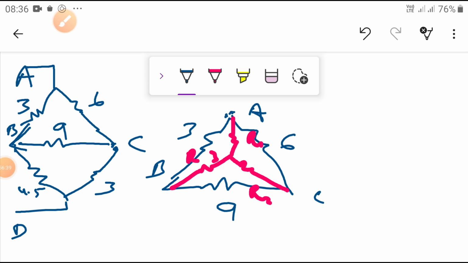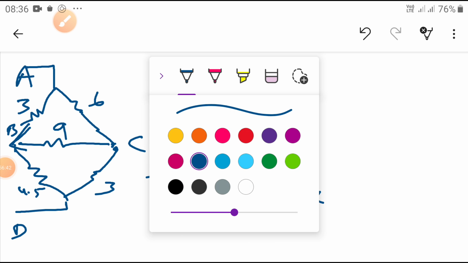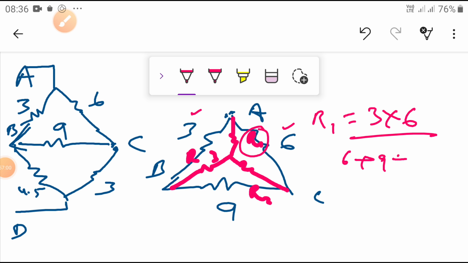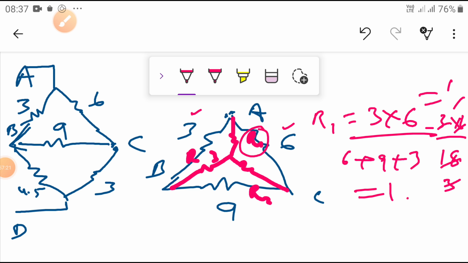Okay, now how are we going to convert R1? R1 is equal to the adjacent values, this one. So I want this value: this value into this value, 3 into 6, divided by the total of the values. What is the total? 6 plus 9 plus 3, which is 15 plus 3, that is 18. Okay, so 3 into 6 by 18. 6 ones are 6, 3 sixes are 18, so that value is 1. So R1 we got as 1 ohm.